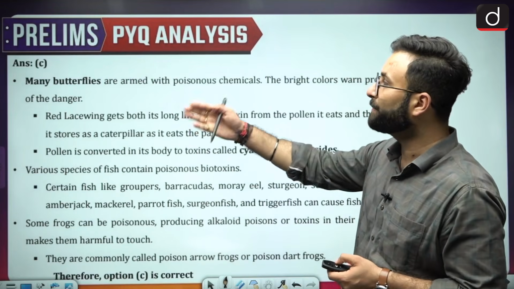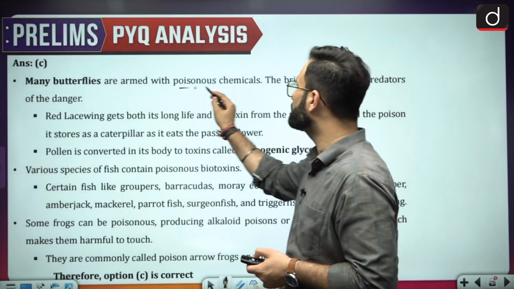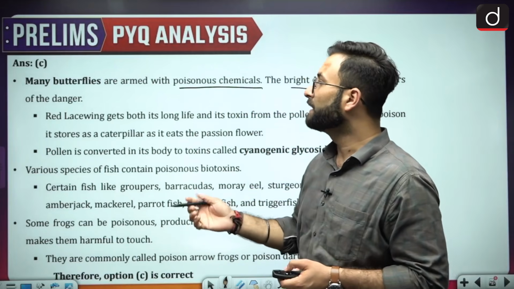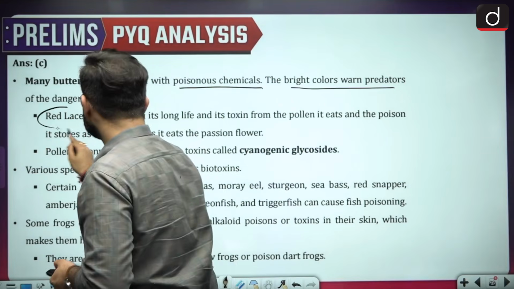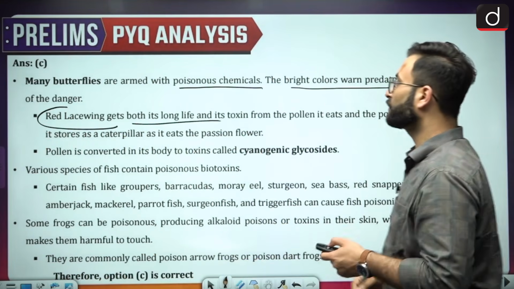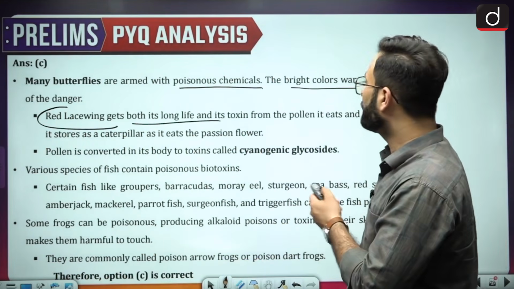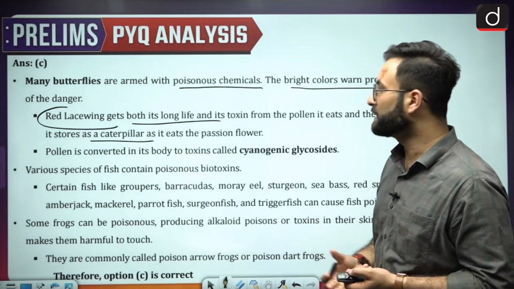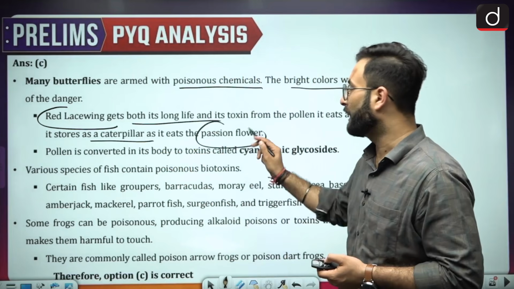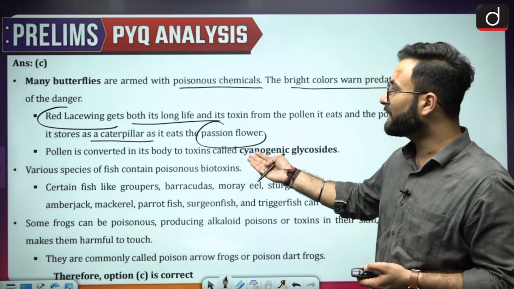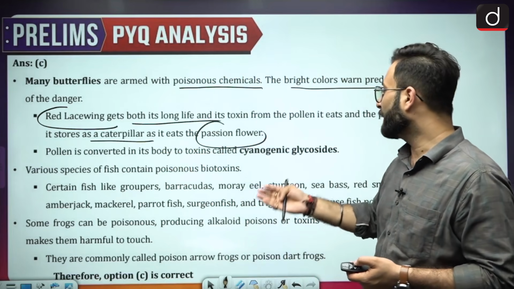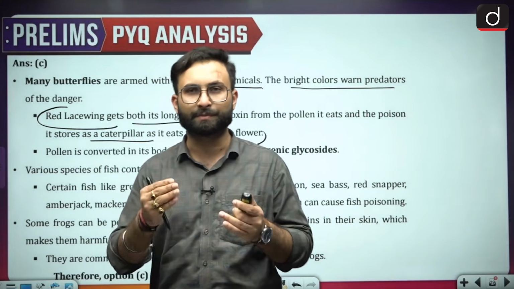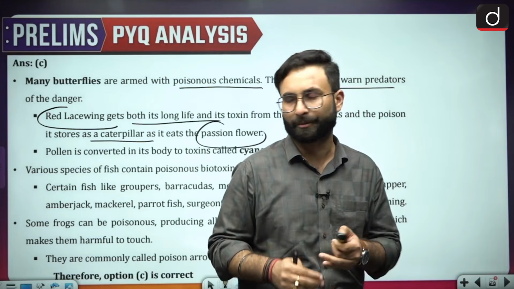Here you can say many butterflies are armed with poisonous chemicals. The bright colors warn predators of the dangers. Here we have the red lacewing, which gets both long life and the toxins from the pollen it eats, and the poison it stores as a caterpillar as it eats the passion flower. Now they have given some examples over here that might not be very easy for you to remember, but just know that yes, there are some species which have the poisonous element.